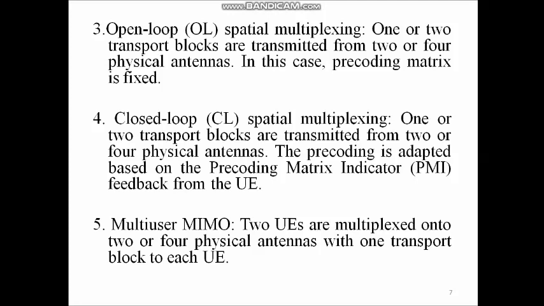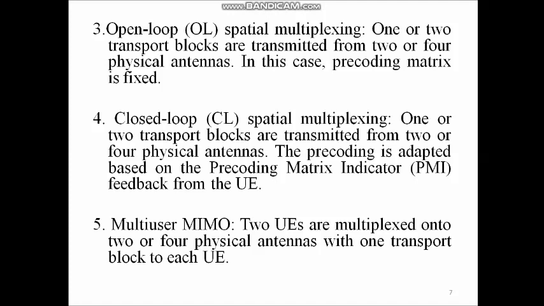Next type is closed loop spatial multiplexing, CL spatial multiplexing. So, here 1 or 2 transport blocks are transmitted from 2 or 4 physical antennas, but here the pre-coding is adopted based on the pre-coding matrix indicator feedback from the user equipment. So, since feedback from the user equipment is used here, it is a closed loop spatial multiplexing technique.